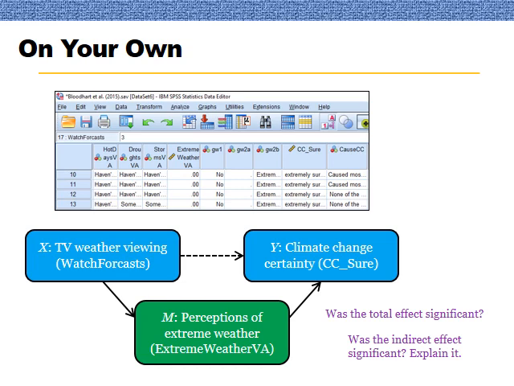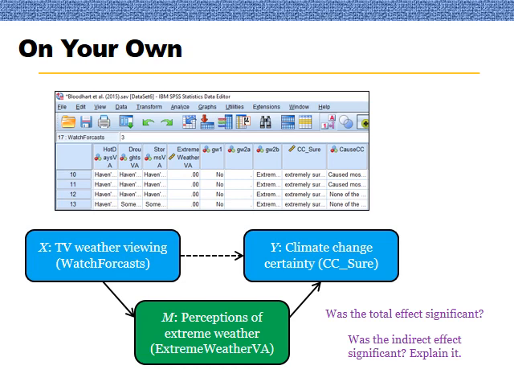Your write-up for this week is actually going to be quite short. It'll really only be 2 sentences, and it's not going to have a lot of numbers in it. In the first sentence, I just want you to tell me whether the total effect was significant or not. So overall, was there a relationship between watching TV forecasts and believing in climate change? If there was, I want you to briefly explain that relationship, whether it was positive or negative, and what that means.